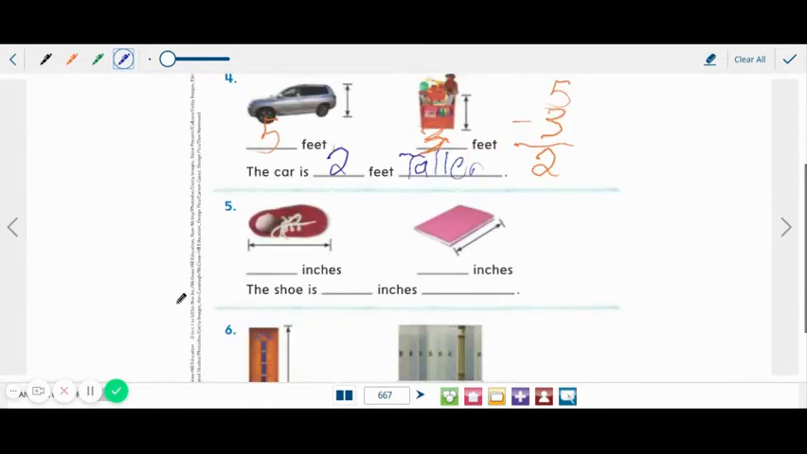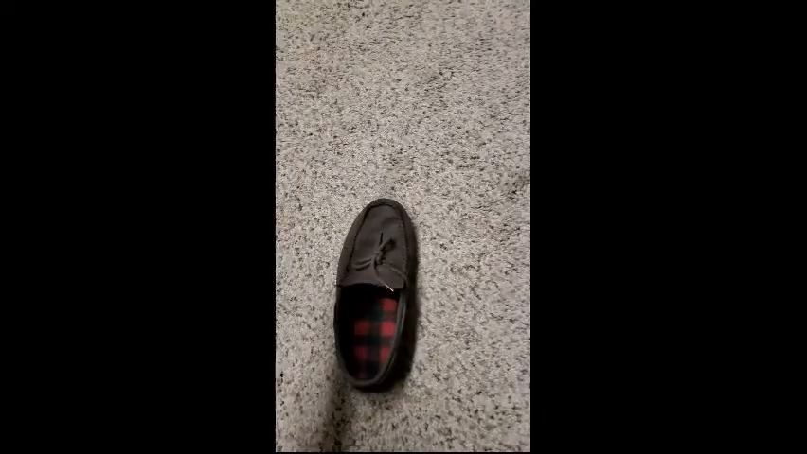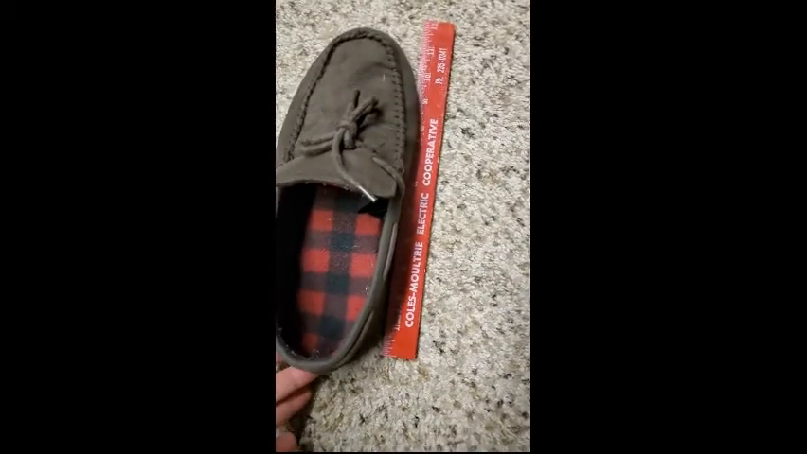All right, number 5 here. We're looking at a shoe, and then we're also looking at the notebook. So let me give you the measurements for that. Similar to a shoe is a slipper. Here's our slipper here. And then we're going to take our ruler, and we're going to measure the shoe here. All right, taking a look. Oh, boy. Pretty close to... I would say that's about a foot.